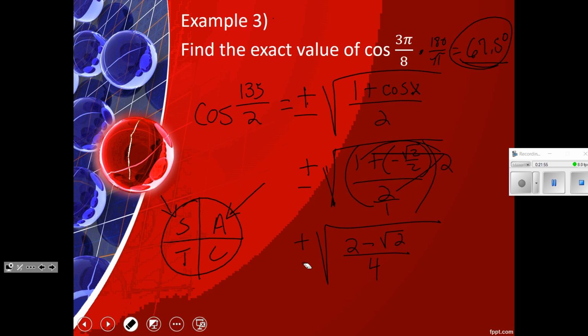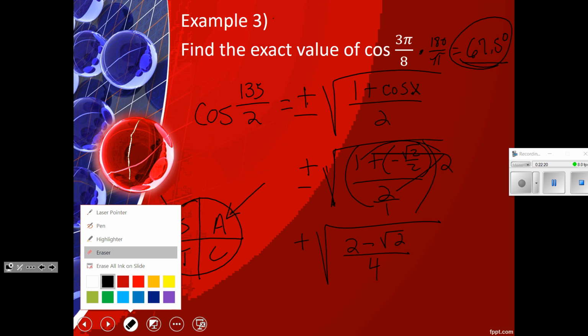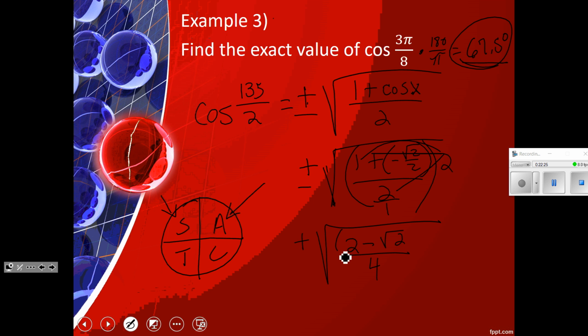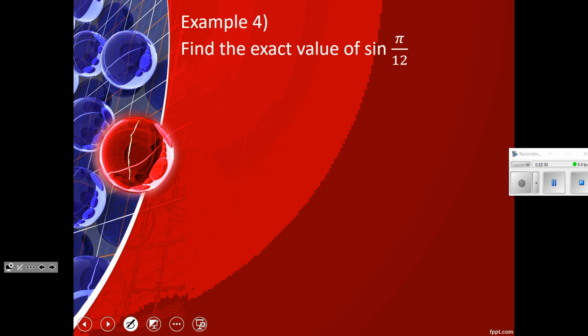Okay? And you should be able to check yourself, guys. You should be able to put in the cosine of 67.5, get your decimal, and then put in the square root of 2 minus the square root of 2, all divided by 4. It should work. It should give you the same crazy decimal. Are y'all having to put parentheses around the top? Yeah, I would. I definitely would. So if you're using your calculator, I definitely would put that around. Okay? All right. So let's do one more.